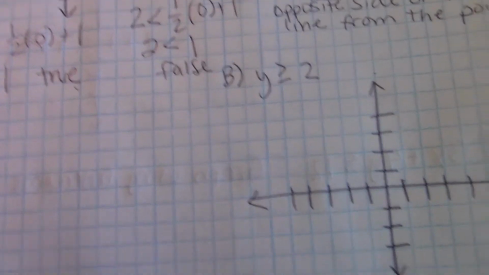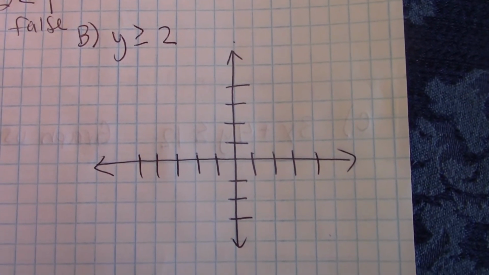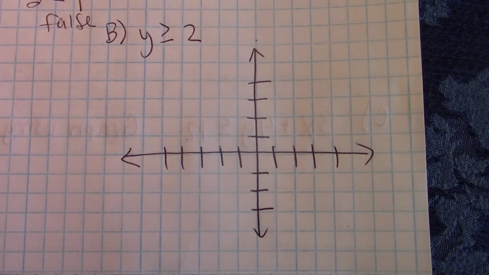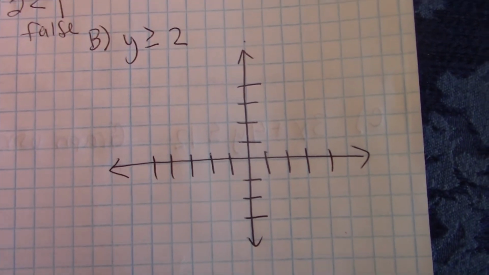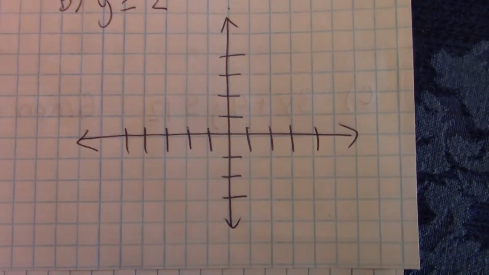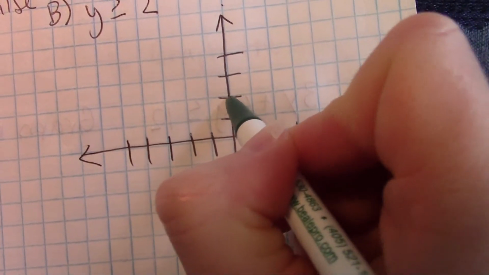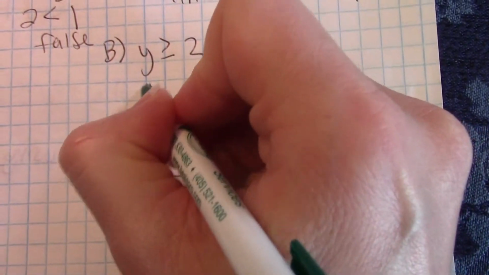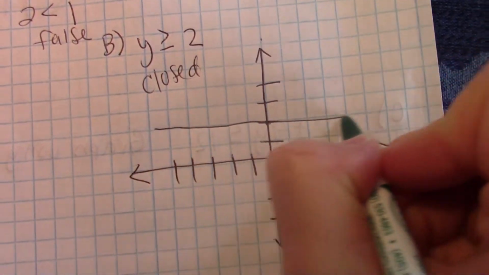Let's try another one. We have y is greater than or equal to 2. We learned last time that when you only have one variable, it's either going to be a vertical or a horizontal line. If it's a y equals line, it was going to be horizontal. So we're going to go to y equals 2 and do a line. Now, this is a closed circle. So if you remember from earlier, closed circle means a solid line. So I'm going to draw a solid line through here.